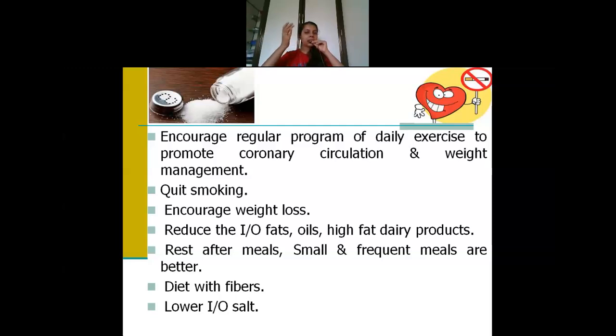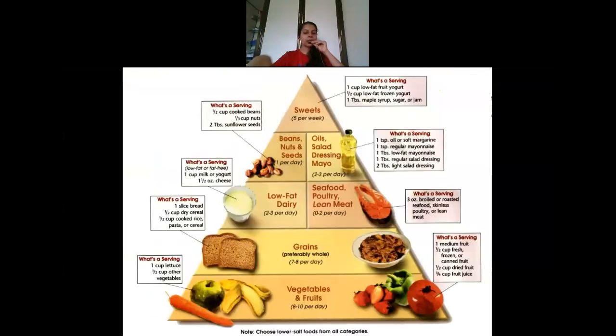Ask the person to reduce the intake of red meat, oil, and high fat dairy products. Tell the person to take small and frequent meals, and the diet should be rich in fibers with less intake of salt. This pyramid shows how they have to take the food. More vegetables and fruits, and whole grains preferably should be taken, along with seafood, poultry, lean meat, and low fat diet. Then beans, nuts, seeds, oils come next, and minimal sweets have to be consumed.